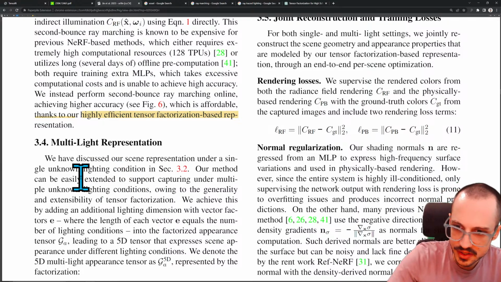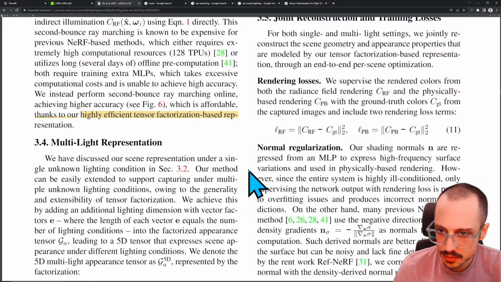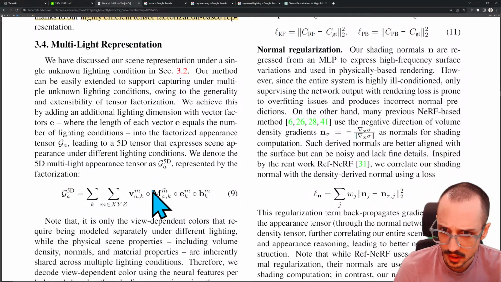Multi-light representation. We have discussed our scene representation under a single unknown lighting condition. Our method can be easily extended to support capturing under multiple unknown lighting conditions, owing to the generality and extensibility of the tensor factorization. We achieve this by adding an additional lighting dimension with vector factors E, where the length of each vector E equals the number of lighting conditions, into the factorized appearance tensor, leading to a 5D tensor that expresses scene appearance under multiple different lighting conditions.